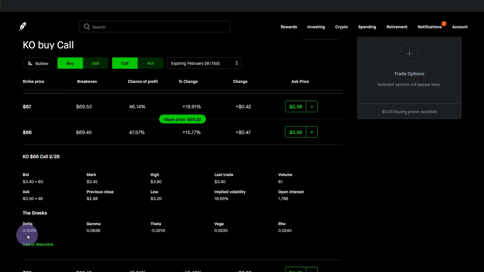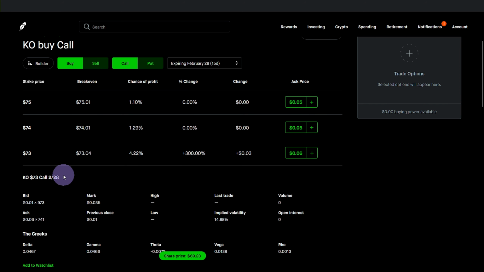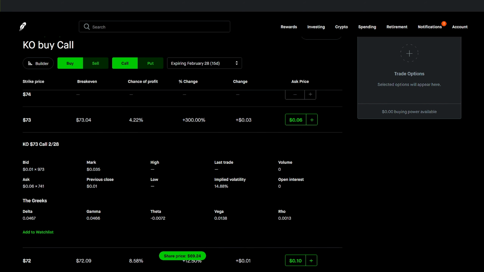Contrast this with a higher strike. Say I pick this $73 strike right here. Now you can see that the delta is 4 cents. I'm going to pay a lot less for this option. Right now I could buy this option for $6, and when the stock moves $1, I'm only going to gain or lose $4. And that makes sense. Because do we really think Coca-Cola is going to close over $73 by the expiration date, 15 days from now? Maybe, but there's a good chance it won't.